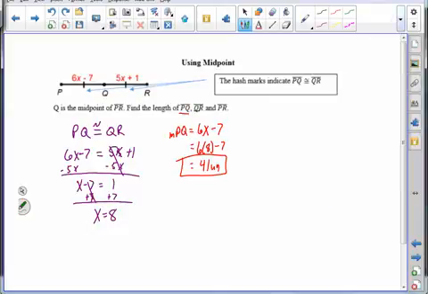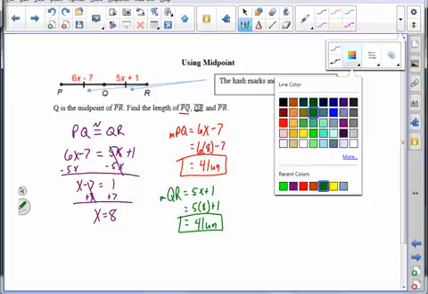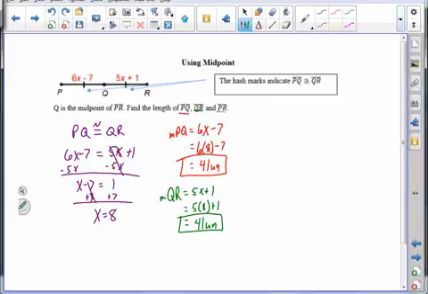And so now we're going to do QR. So looking at QR, the measurement of QR, again, is 5x plus 1. So we will substitute the 8 that we got for our answer, say 5 times 8 plus 1. 5 times 8 is 40. 40 plus 1 gives me 41 units again, which kind of makes sense because if the midpoint is Q, then those two segments really should be equal to each other. And then let's go ahead and take this grayish blue one here, PR.